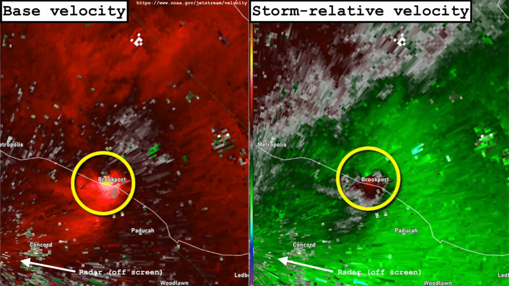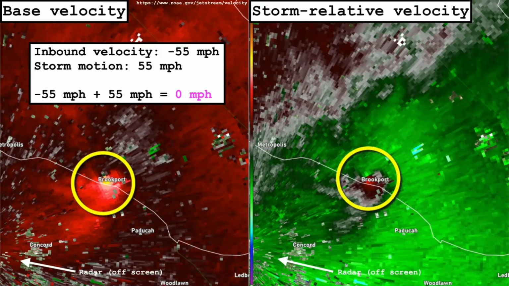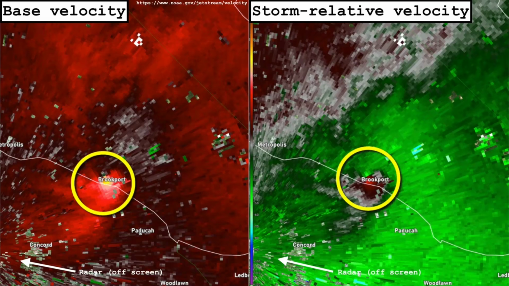This makes sense. Let's say our inbound winds within this TVS have a velocity of 55 miles per hour moving toward the radar. With a storm motion of 55 miles per hour away from the radar, the resultant base velocity reading would be an erroneous 0 miles per hour, and our outbound velocities would be drastically overestimated. With storm motion factored out, we get a much more realistic depiction of the velocities within the couplet and a much clearer indication of a TVS.